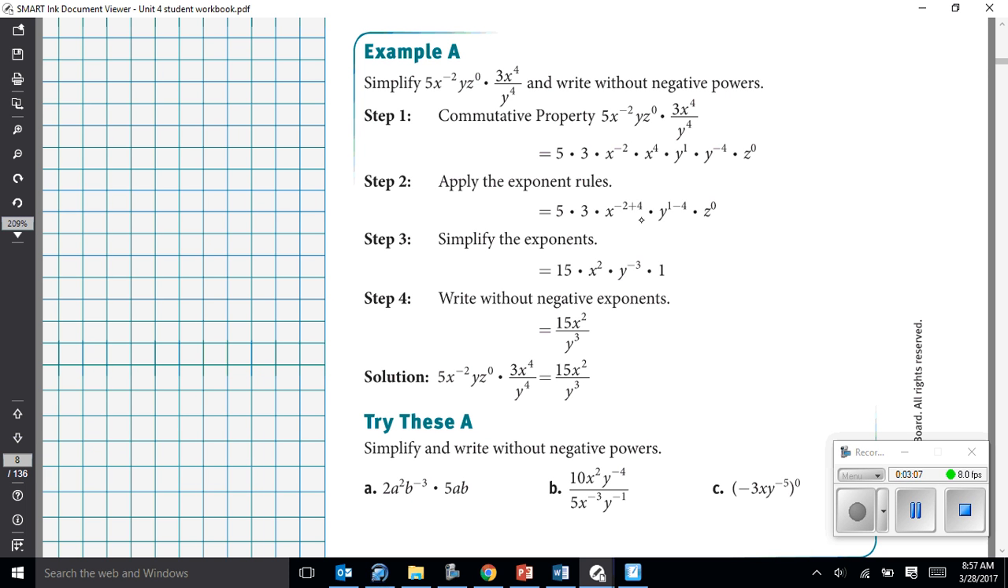So step 4, write without negative exponents. We have that y to the negative 3, and they also multiply the 5 and 3 to get 15. So y to the negative 3, what does that negative tell us? It doesn't belong in the numerator, does it? So we drop it down to the denominator, so we have y to the 3rd. So then our solution, this whole mess here, reduces to 15x squared divided by y to the 3rd.